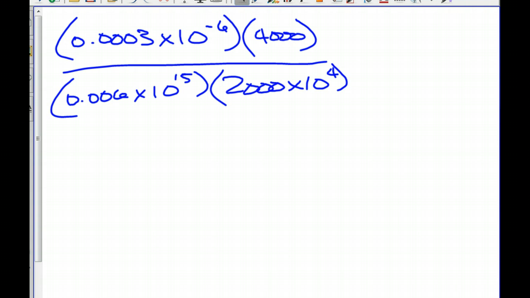You done these before? Yeah. Okay, what I want you to do is take each of those four parentheses and write those in correct scientific notation. So just go that far right now.